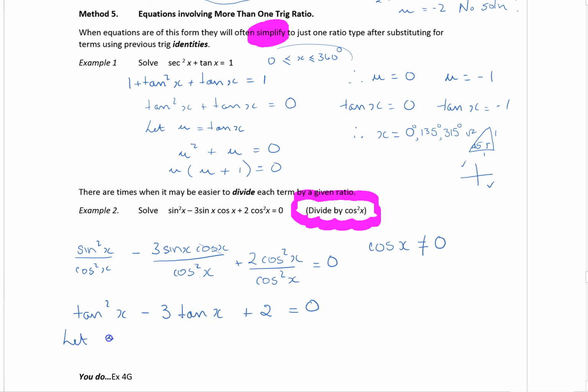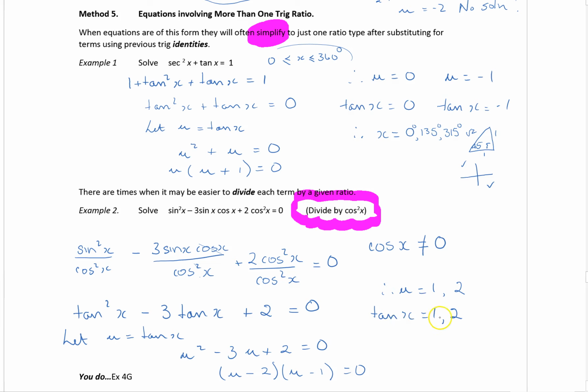So let u be tan of x, and we've got u squared minus 3u plus 2 is equal to 0. I think you can see solving that is a u minus 2 and a u minus 1. Therefore, u is equal to 1 and 2. What was u? Tan of x is equal to 1, and tan of x is equal to 2. You'll have to use your calculator to solve tan x equal to 2.